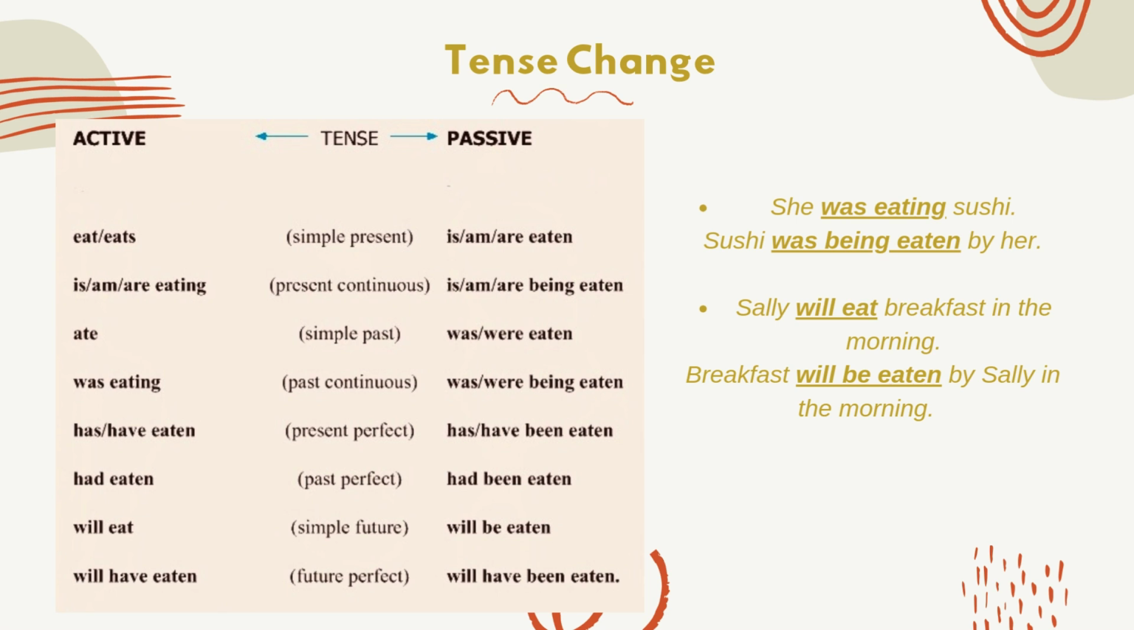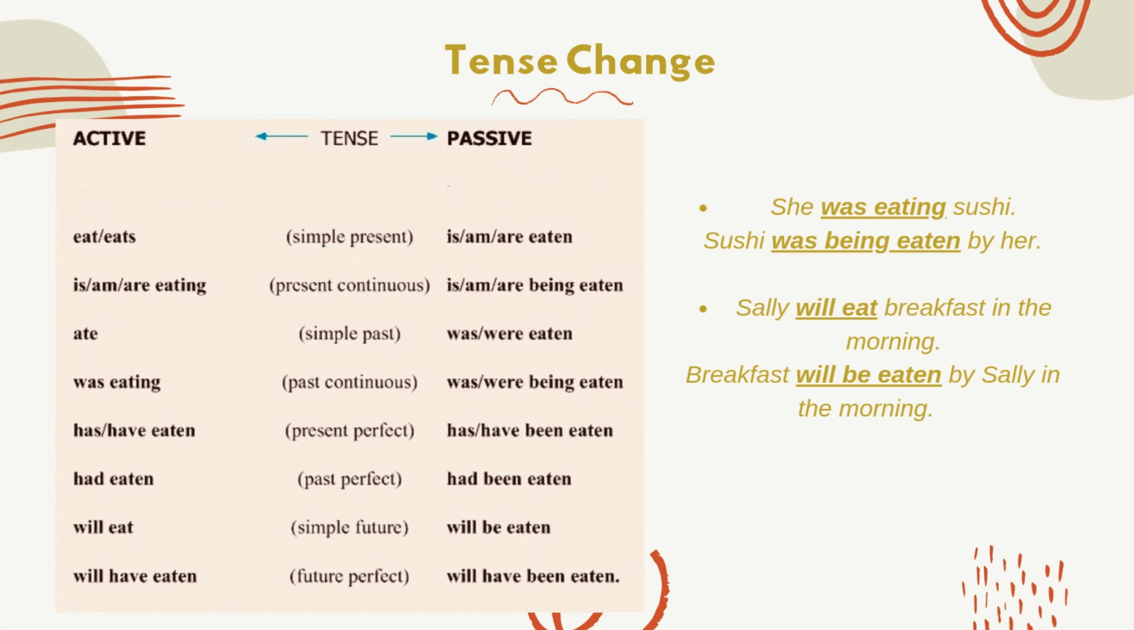Has or have eaten is in the present perfect. In the passive voice, the present perfect is written as has or have been eaten, has been eaten, have been eaten. Had eaten, which is in the past perfect, becomes had been eaten. Will eat, which is in the simple future, becomes in the passive voice will be eaten. Will have eaten, which is in the future perfect tense, becomes will have been eaten.